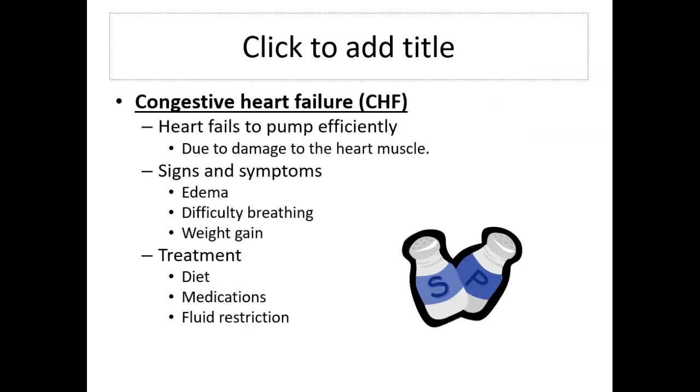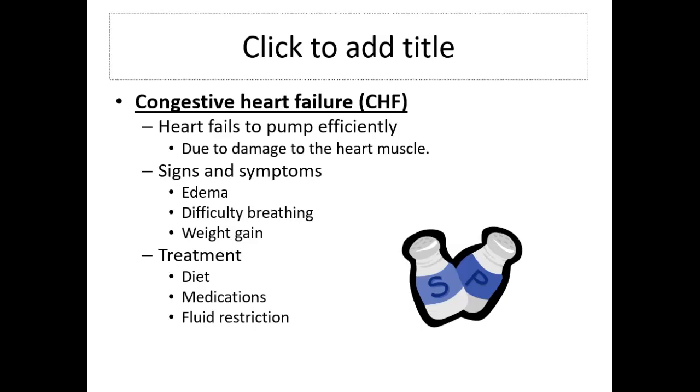Next, we have congestive heart failure. And congestive heart failure is when the heart fails to pump efficiently. Sometimes this can happen from a previous heart attack. So the heart muscle is damaged because there's lack of oxygen to the heart, and that makes the heart a less efficient pump. Some of the signs and symptoms that can come about because of congestive heart failure would include edema or swelling, difficulty breathing, or weight gain.